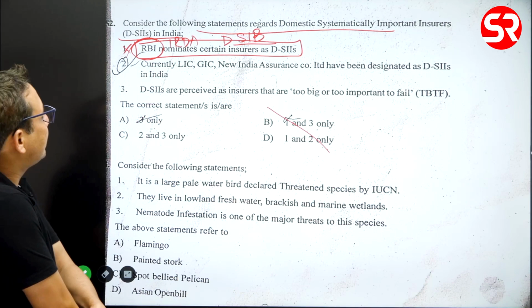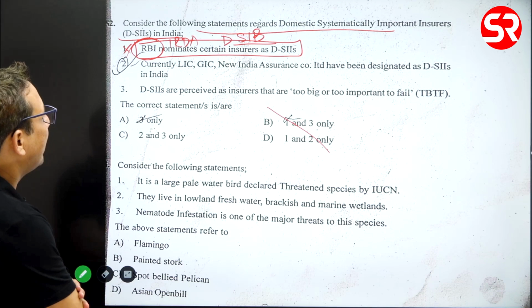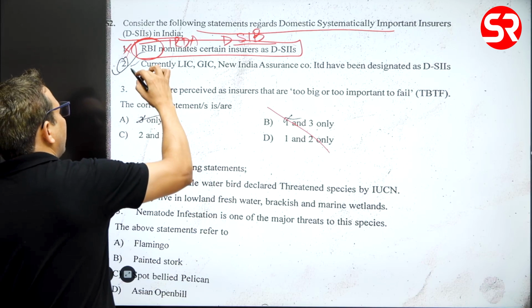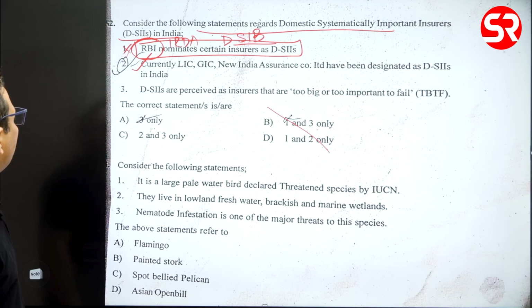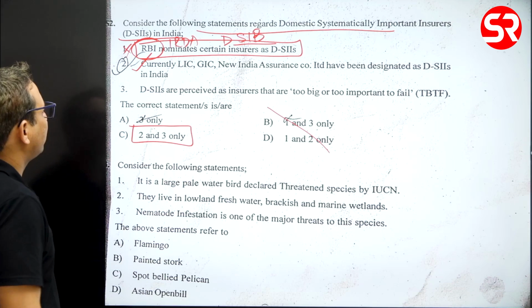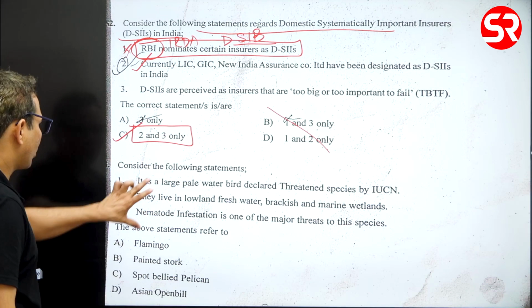Currently, LIC, GIC, and New India Assurance Limited have been designated as domestically systematically important insurers. This statement is correct. All right, so second is correct. So we are left with only 2 and 3. All right. So answer is C. Next question.